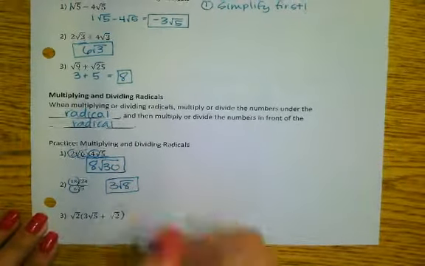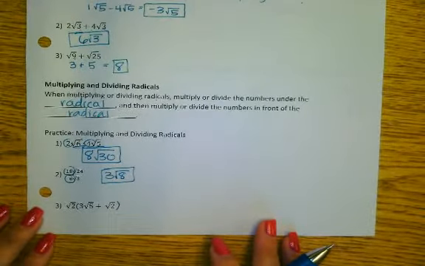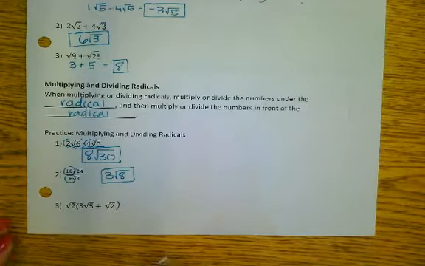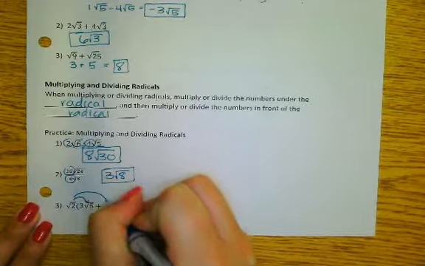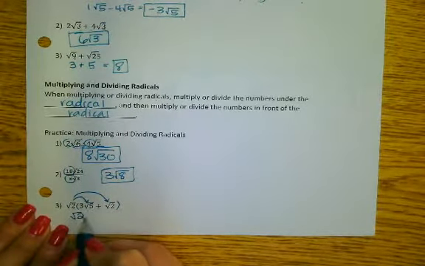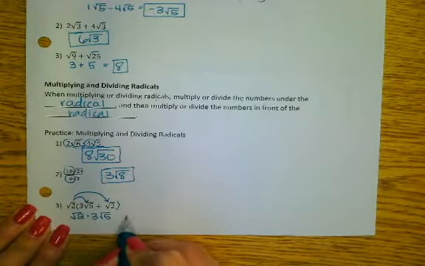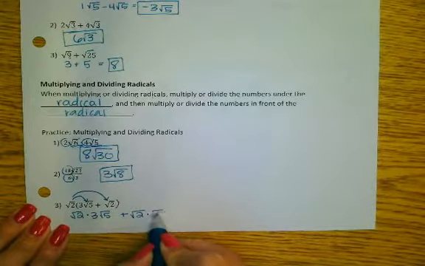Okay, adds in parentheses. Don't know what happened to them, but it's alright. Okay, so now we have to distribute across our parentheses. So we have radical 2 times 3 radical 5 plus radical 2 times radical 2.